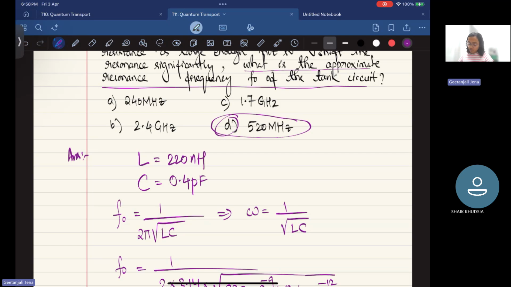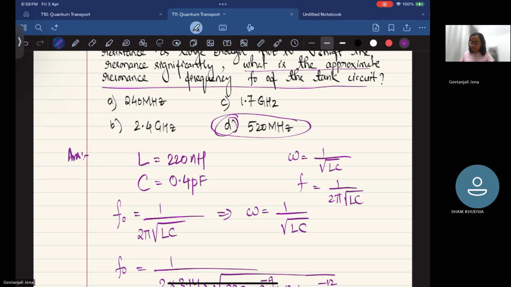So just remember, if you want to find the resonance frequency of an LC tank circuit, the frequency relation is omega is 1 by root over LC, or F is 1 by 2 pi root over LC. So is this clear?